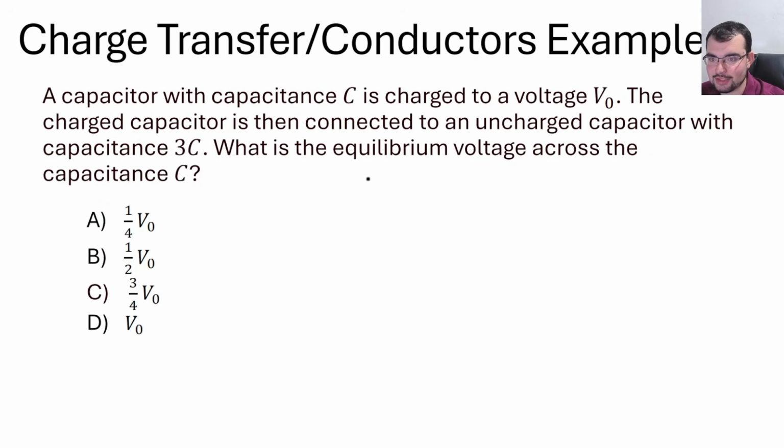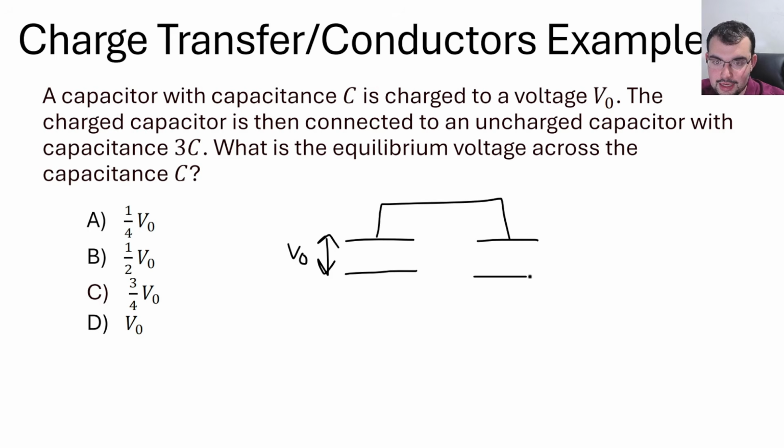All right, now we have the capacitor version of this. So we have a capacitor with capacitance C, and the voltage across it is V0. And then it says we're going to connect this to an uncharged capacitor with capacitance 3C. And we want the equilibrium voltage across the capacitance C. So once again, V's have to match. And since the V's have to match, that means their Q's won't.